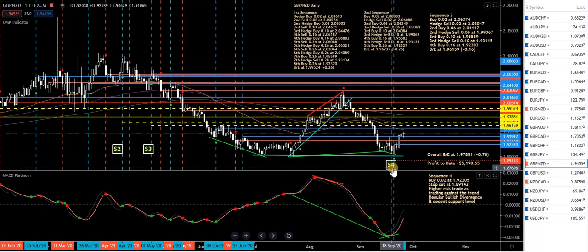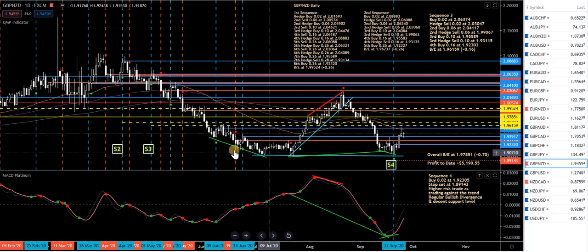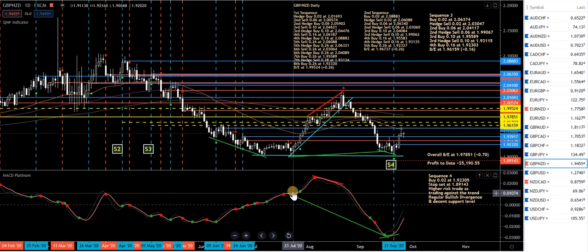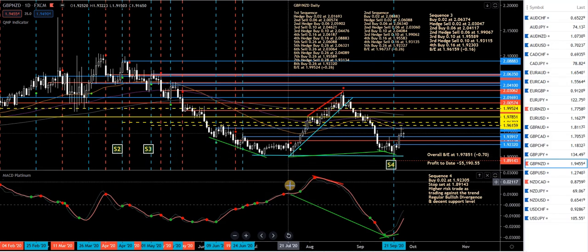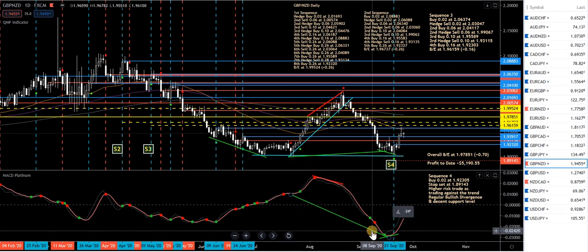So the last trade taken was sequence 4, which is more traditional, a buy with a stop placed here on this base level, and also divergence. This divergence looks a bit ugly here, but that's the actual low there on the MACD Platinum. Comes down, so it's regular bullish divergence there.